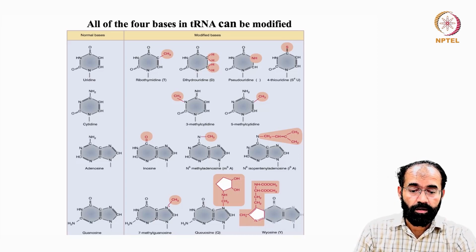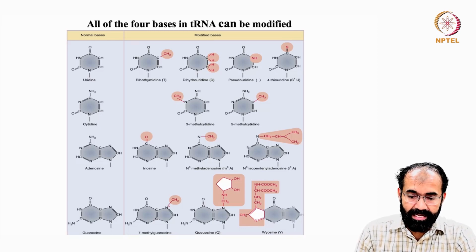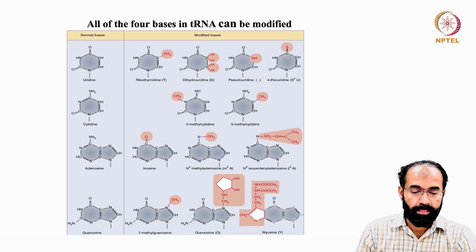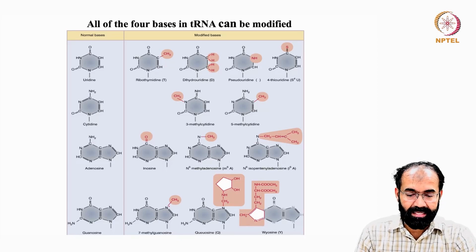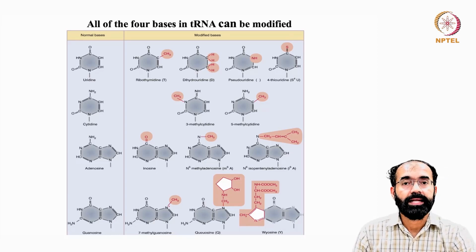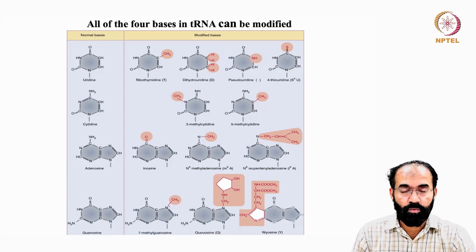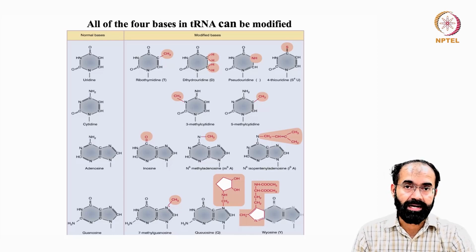Adenosine can also change into inosine, N-methyladenosine and N-isopentenyladenosine, etc. And guanosine can change into 7-methylguanosine, which we are all familiar with because it is used for the 5' cap. And then also queuosine and wyosine. So these modifications are in different tRNAs and they can influence the functionality and the stability of the RNA molecule.